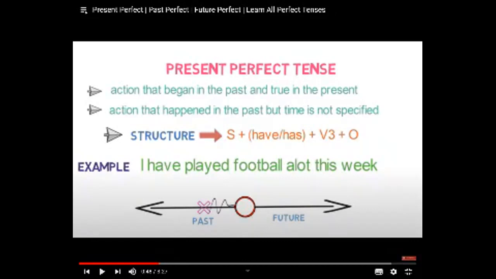Now what is term 2? In term 2 it is written: action that happens in the past but time is not specified. Those actions which you are talking about, that you have done, must be done in the present. It's okay if you started in the past, but it must be completely done. In present perfect tense, we will always talk about the action being done completely. Action that happened in the past means it started in the past and must be done, but it is not specified with a specific time.